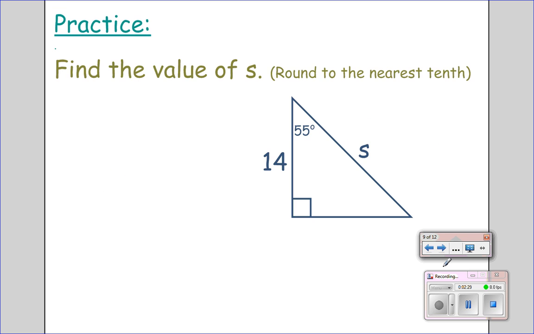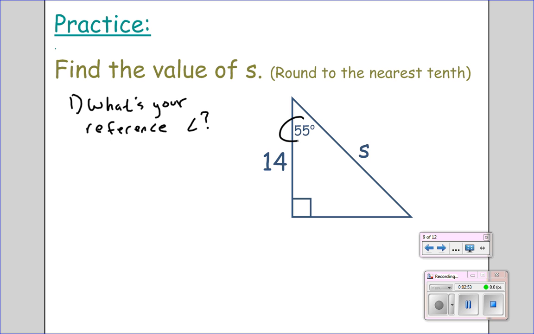Okay, we're going to not do that one. So now we're going to actually have to solve for missing sides and angles. And you're going to have to think a little bit about what you're using here. The way I advise is to ask yourself some questions as you're doing this. First off, what is your reference angle? Well, in this case, it's 55.